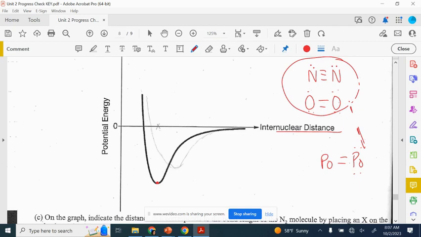Okay? This guy, because he's a triple bond, is going to be tighter in than the oxygen. So the oxygen is going to lie on this side of the nitrogen's drawing, okay? And he's not going to be as high up because he's only a double bond, not a triple bond. So this is going to have more potential energy, down here. It's going to go down lower versus this guy.